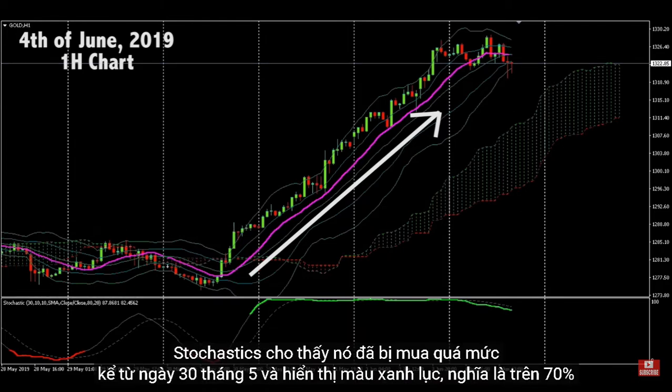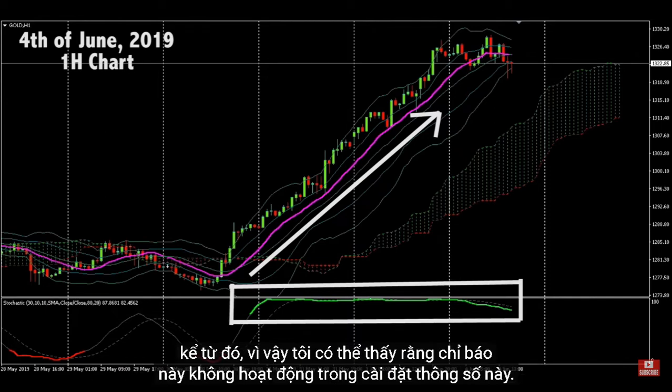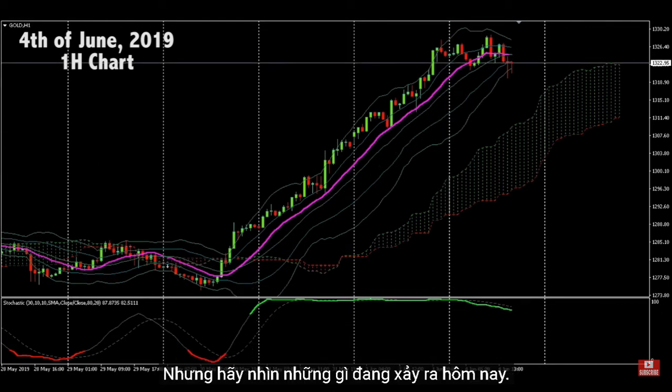The stochastics shows it's been overbought since May 30th and showing green, meaning above 70% since then. So I can see that this indicator is not working in this parameter setting. But look what's happening today. The environment changed, right? Obviously.